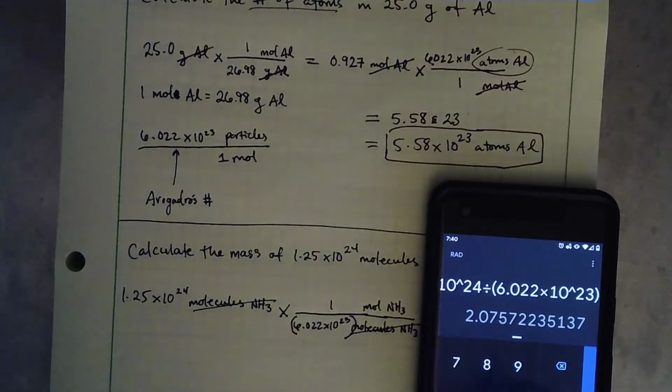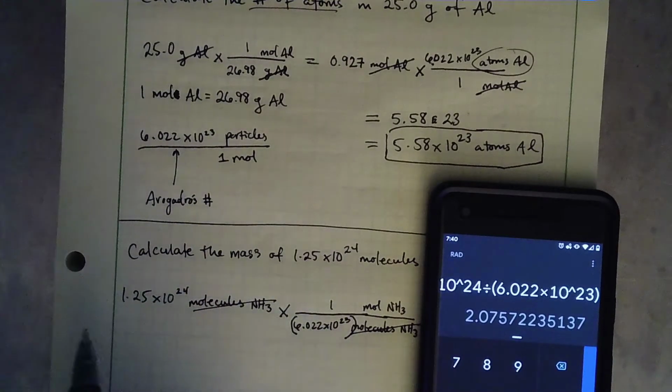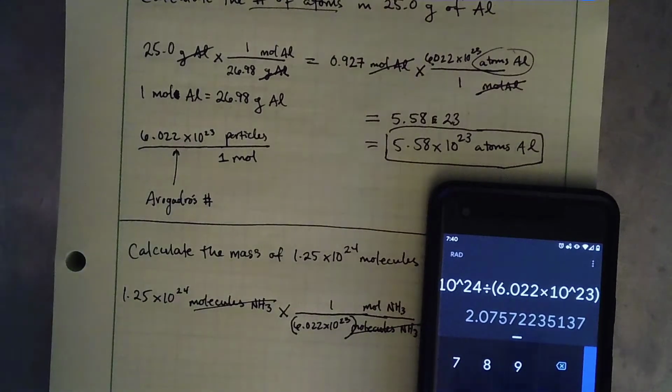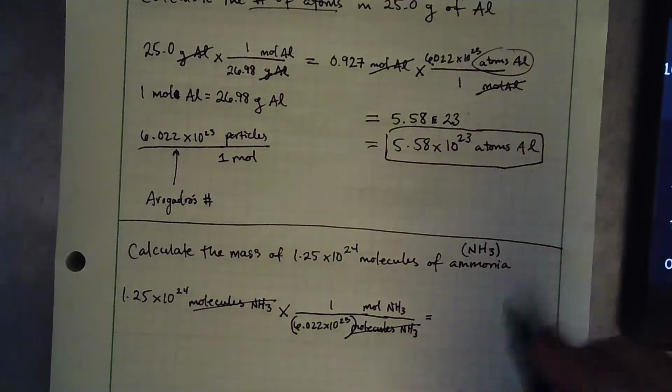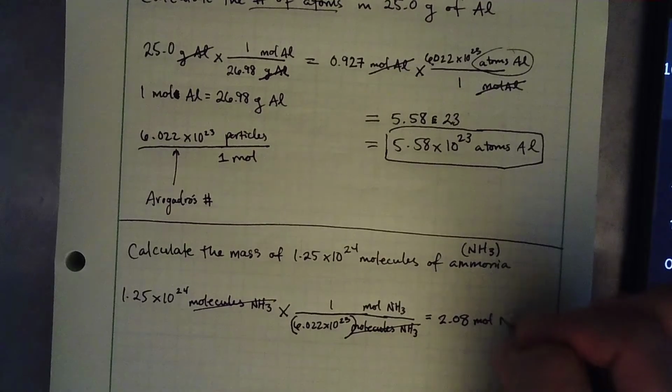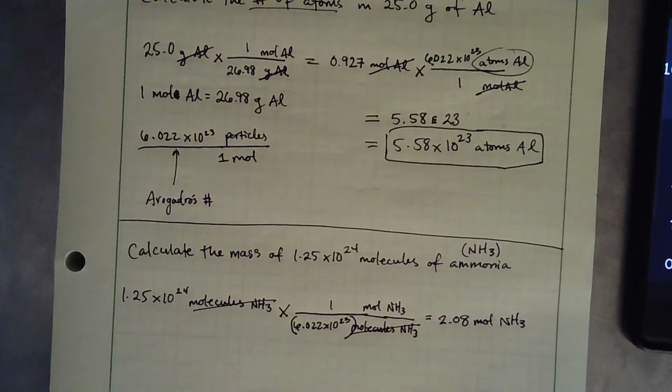And look at that, I actually get a relatively reasonable number. I have 3 significant figures in the beginning, 1.25. So 2.08 is going to be my temporary answer here, 2.08 moles of NH3.